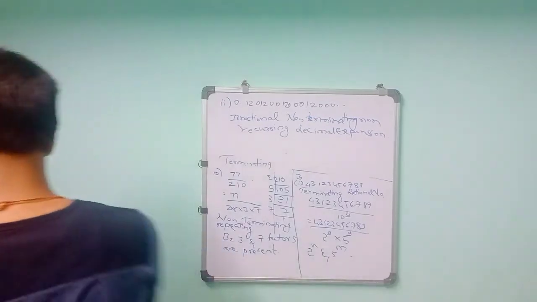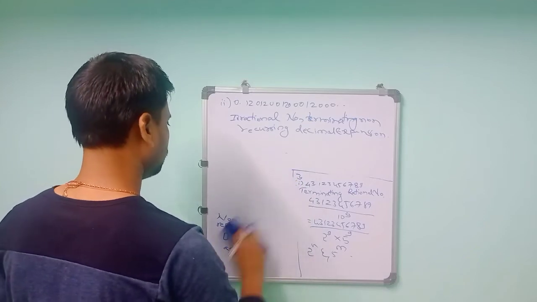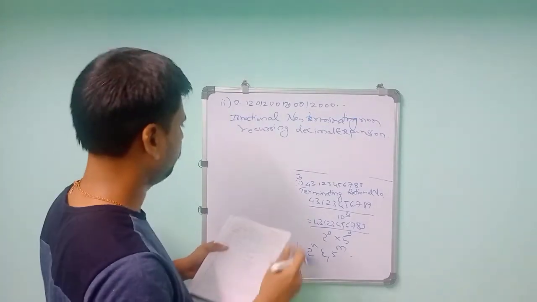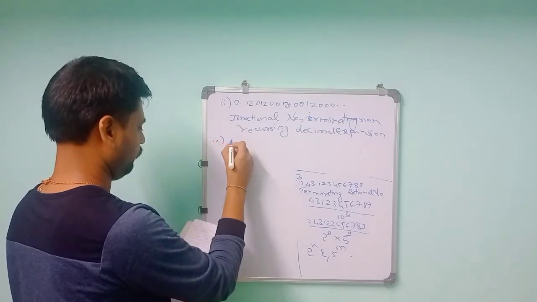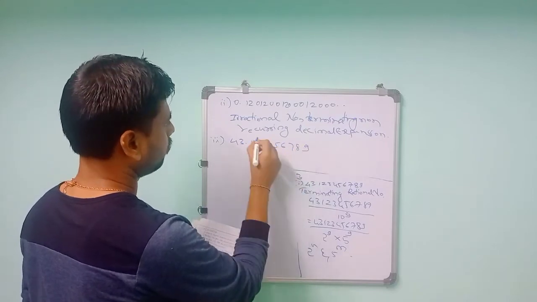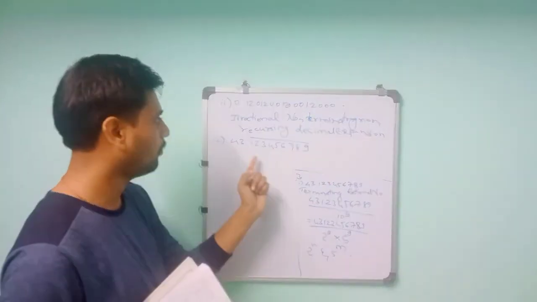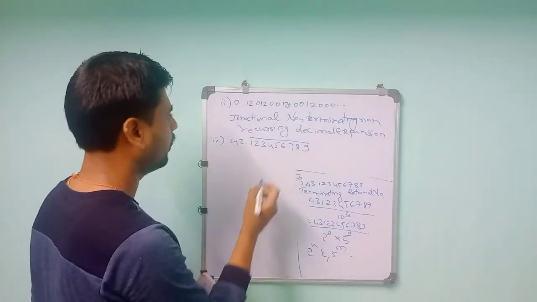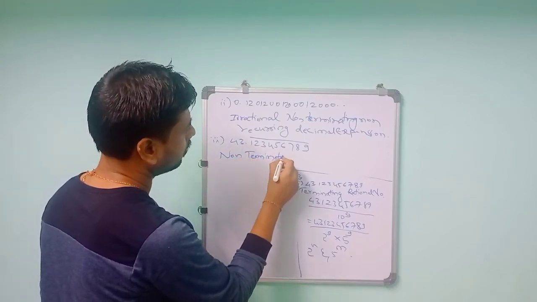Then last one. The last problem. The given number is 43.123456789 with a bar. So if they give 43 point and some more numbers and give the bar, it means it is non-terminating repeating. So you should understand that it is non-terminating repeating decimal expansion.